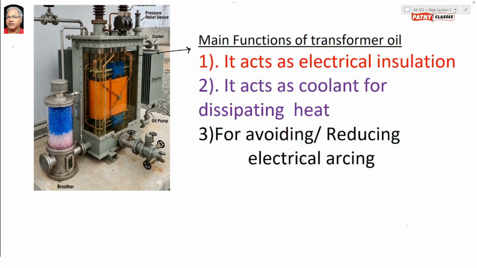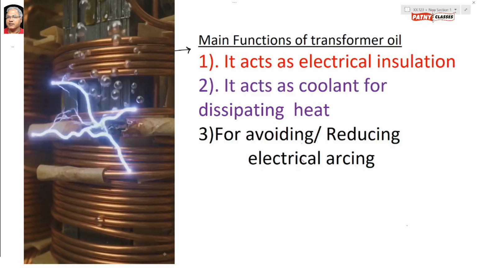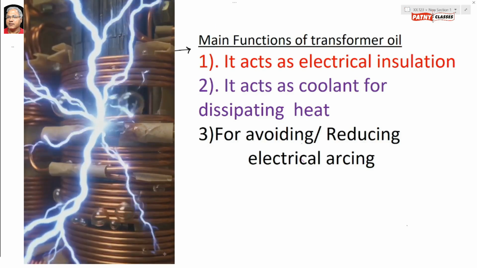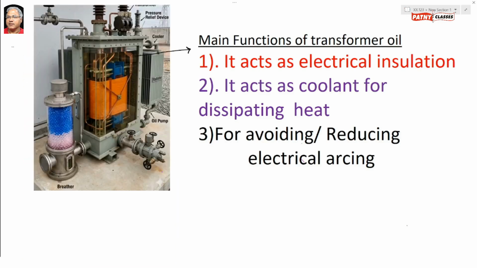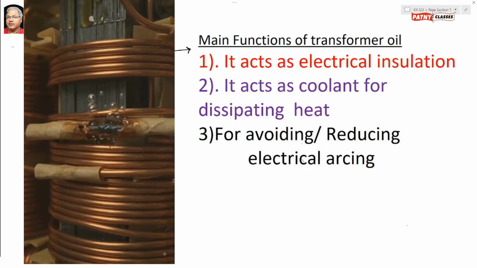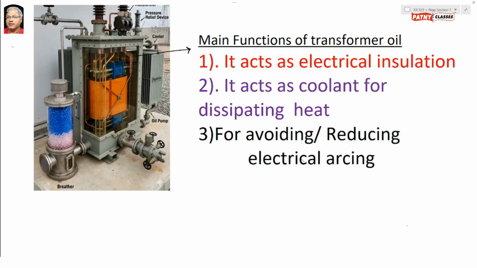And the third one, avoiding or reducing the electrical arcing. This is also an important part. Otherwise, a hazardous situation can be created if this transformer oil is not present or damaged. So the third important function of the transformer oil is to avoid or reduce electrical arcing.